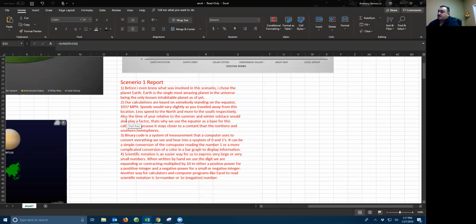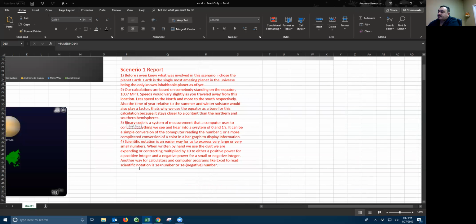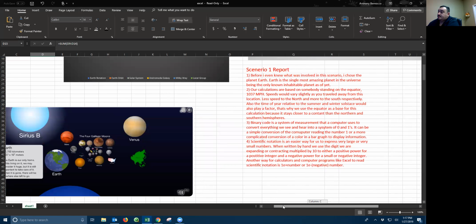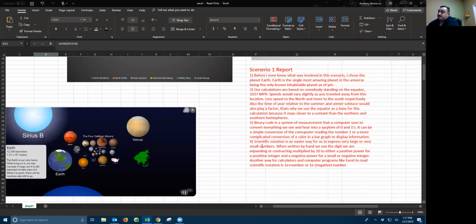Before I even knew what the scenario was, I had chosen planet Earth, just because it's one of the most amazing planets in the universe.